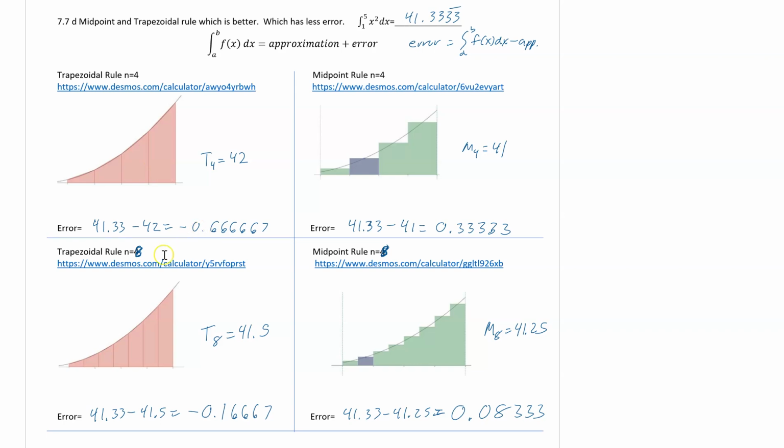But yeah, this is how you find error. So it's just take the actual value, subtract your approximation, and it tells you the error. Negative means you overestimated it. Positive means you underestimated.